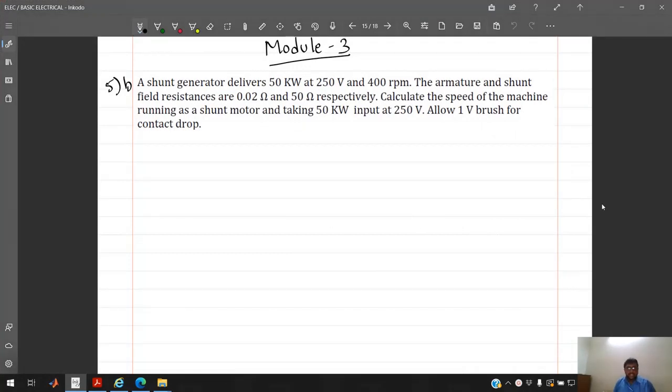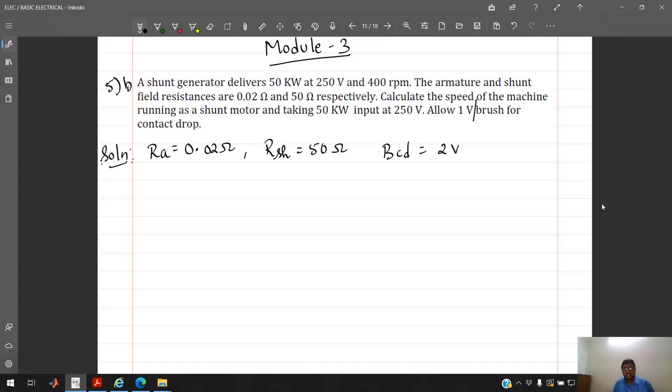A shunt generator delivers a 50 kilowatt load at 250 volt and 400 rpm. The armature resistance is given as 0.02 ohm and the shunt field resistance RSH is given as 50 ohm. Calculate the speed of the machine running as a shunt motor taking the same power input at 250 volt. Allow 1 volt per brush for contact drop. Since there are two brushes, your brush contact drop will be 2 volts.